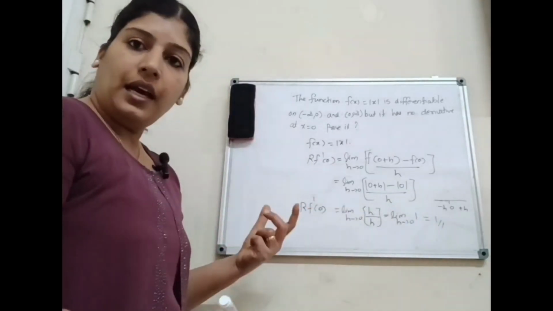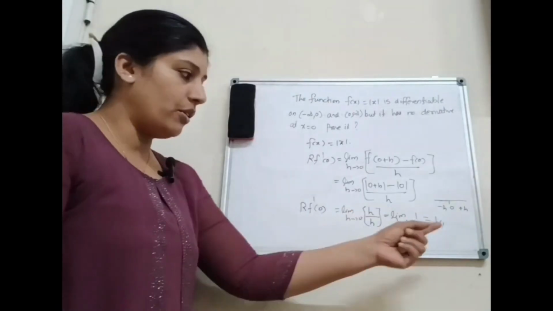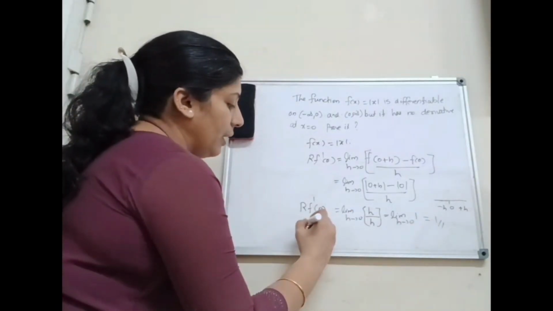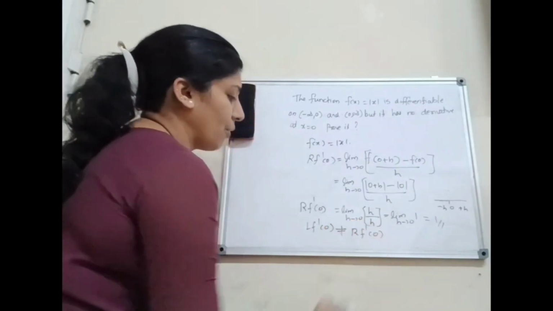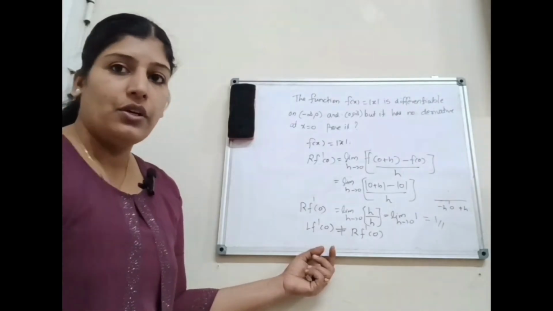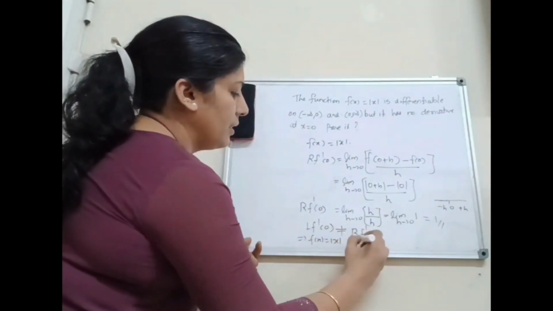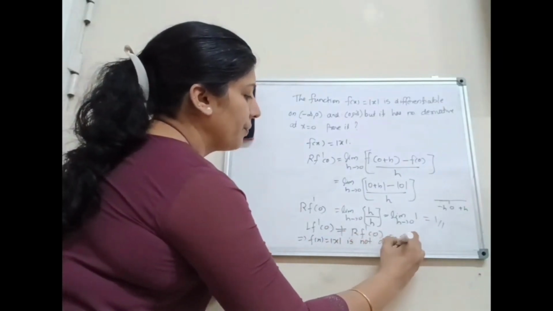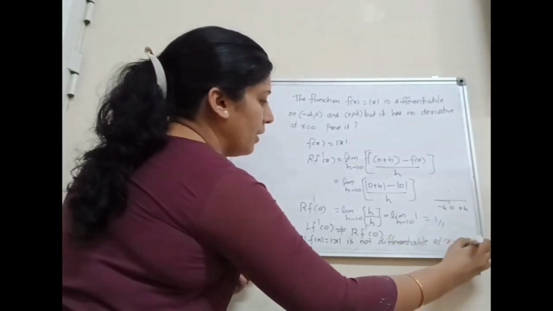Now here, the left hand derivative at x equal to 0 is minus 1 and the right hand derivative at x equal to 0 is 1. That means what? Here, left hand derivative at x equal to 0 is not equal to right hand derivative at x equal to 0. That means f of x is not differentiable at x equal to 0. That implies f of x equal to mod x is not differentiable at x equal to 0.